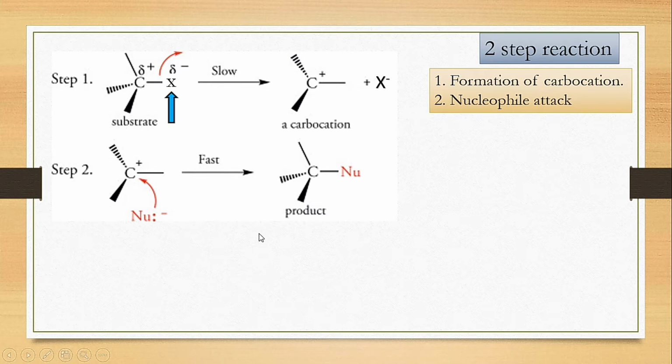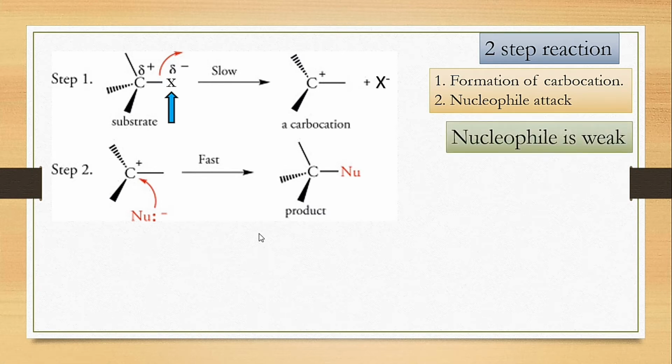Next important point is in this SN1 reaction, the nucleophile will be weak nucleophile. It will not be a strong nucleophile. It will be a weak nucleophile. Why? Why don't we use strong nucleophile in SN1 reaction?